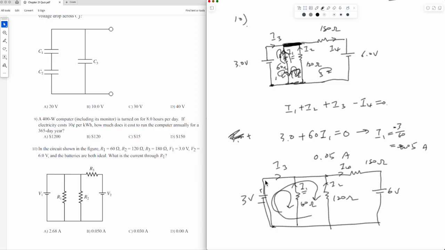You start from here, go here, and then come down. As long as it's a closed loop, it works. So you can figure out I2. And if you know I1 and I2, then you can use the junction equation and figure out I4. So this circuit is very simple to solve. Okay, all right. So that's all for this quiz.